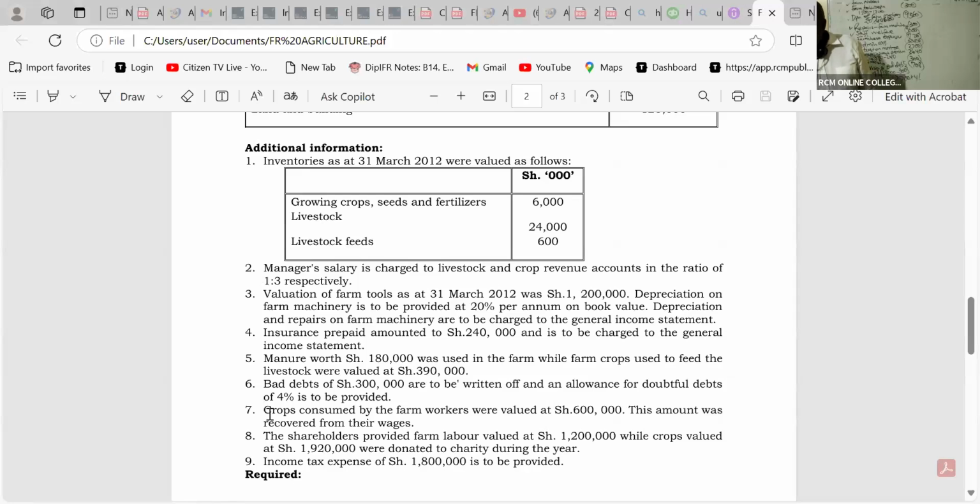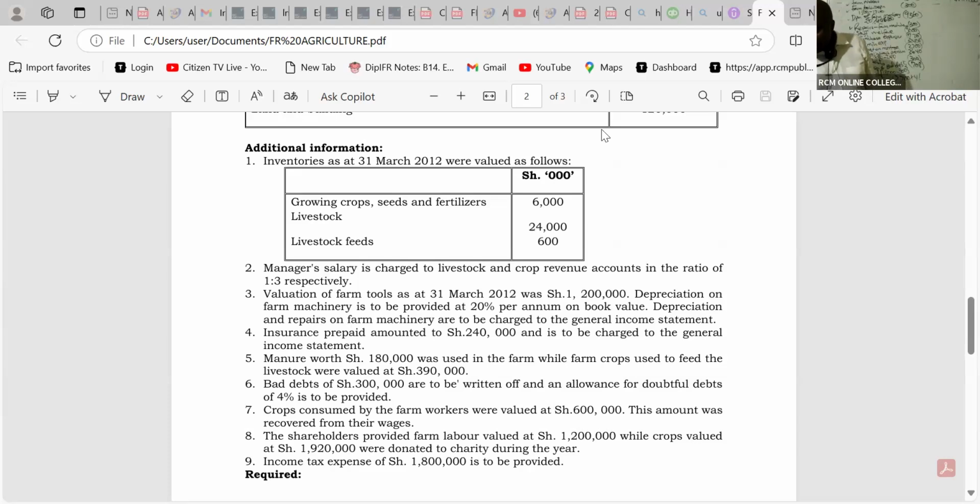Note number 7. Crops consumed by the farm workers were valued at 600. This amount was recovered from their wages. That we finished. Then we have note number 8. The shareholders provided the farm labor valued at 1,200. It is at 1,200 now we need to come and remove here.